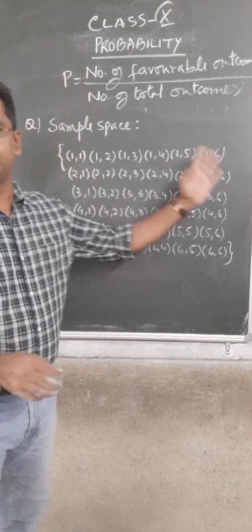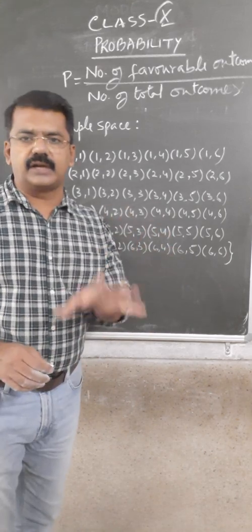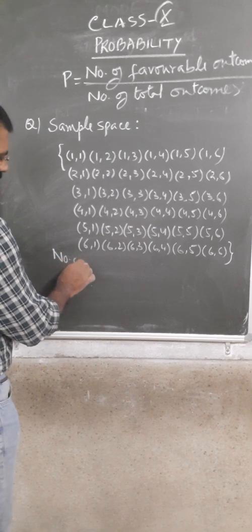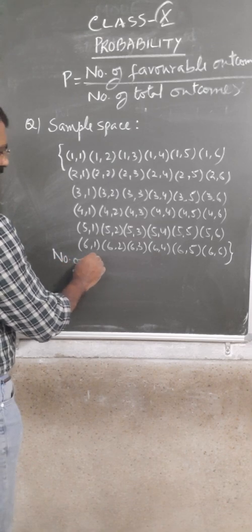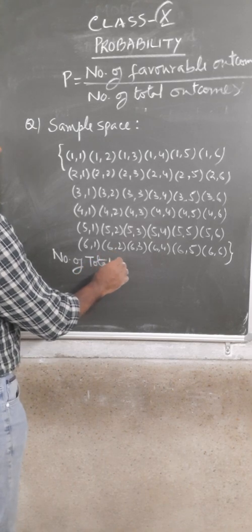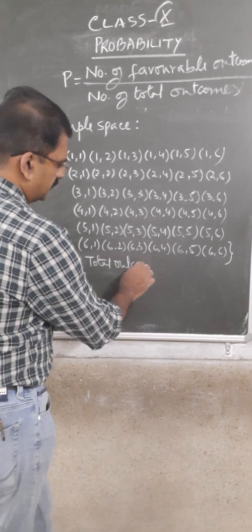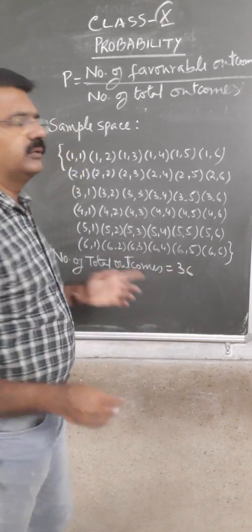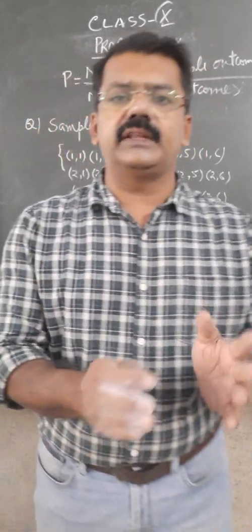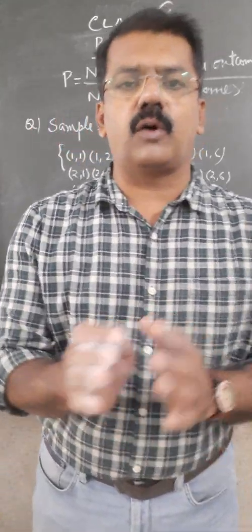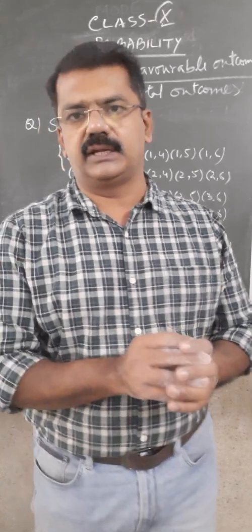If you count, you will see in all there are 36. So the number of total outcomes will be equal to 36. When you roll two dice together, there can be only 36 possibilities, 36 different combinations you will get.